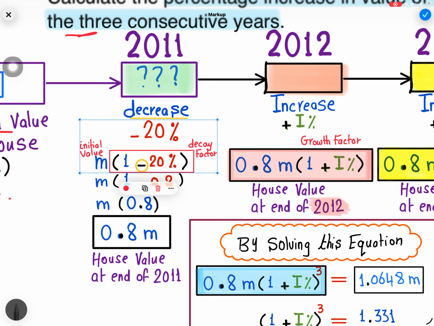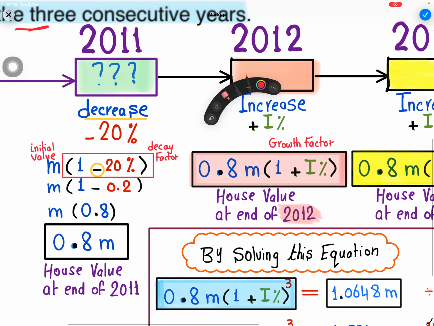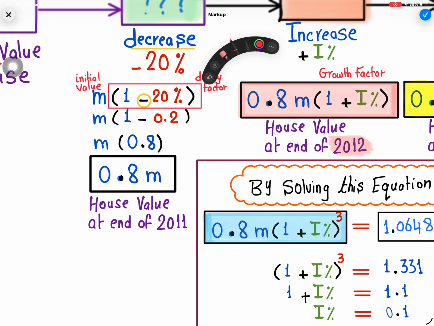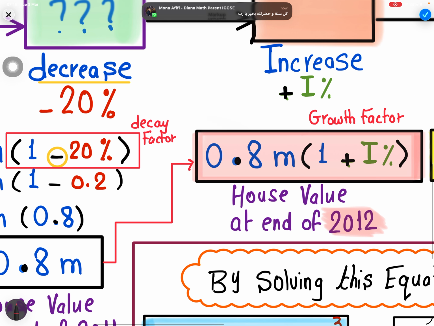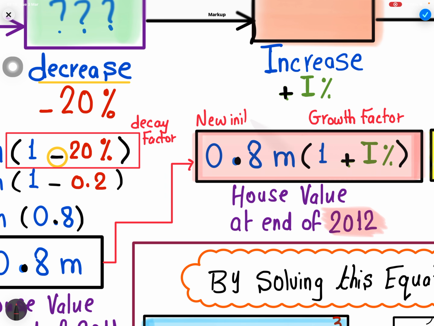Let's find out the value at the end of 2012 by multiplying. Here is the new initial value. The new initial value comes here, 0.8 m. This is called the new initial value.